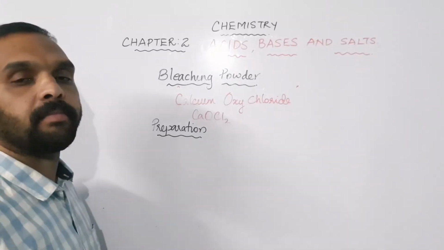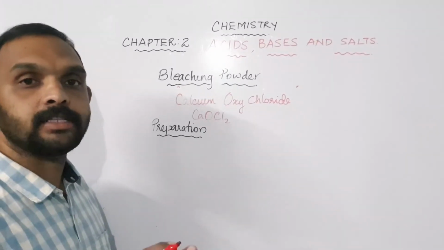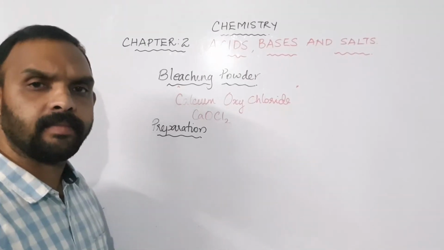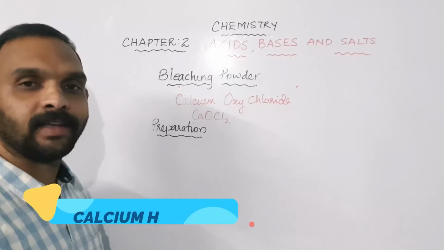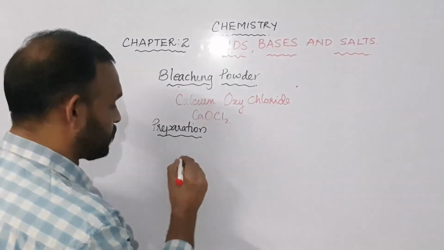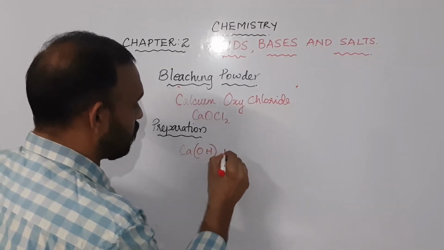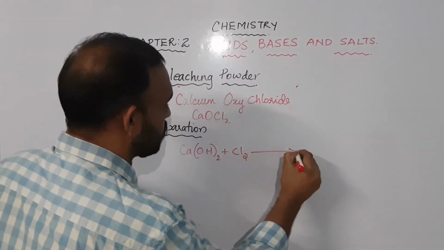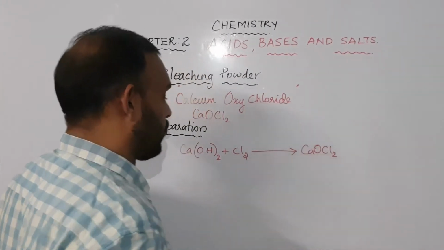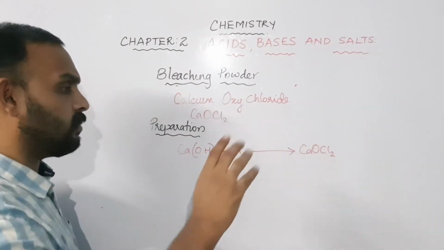Bleaching powder is prepared by passing chlorine gas over dry slaked lime. What is dry slaked lime? Calcium hydroxide is called slaked lime. Okay, so let's write the equation of the reaction. So we have learned by passing chlorine gas over dry slaked lime, we will get calcium oxychloride. Simple preparation. Okay, nothing more to study, only this preparation.